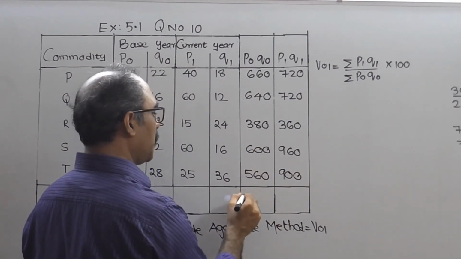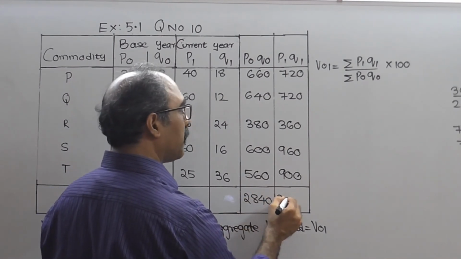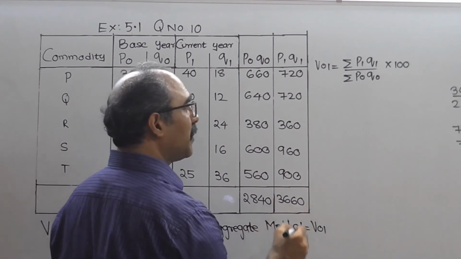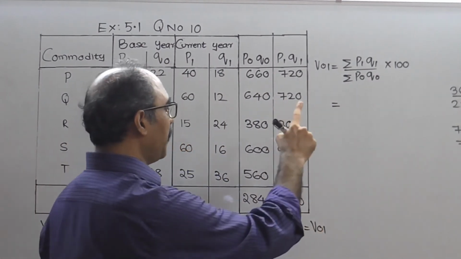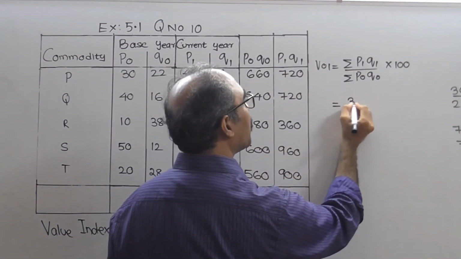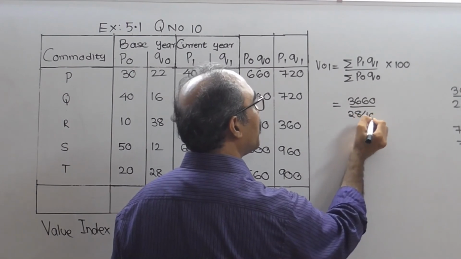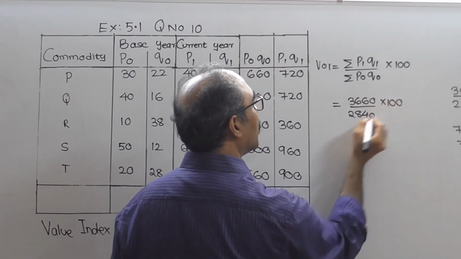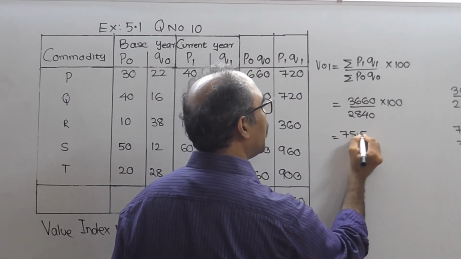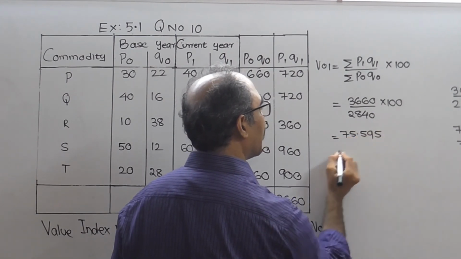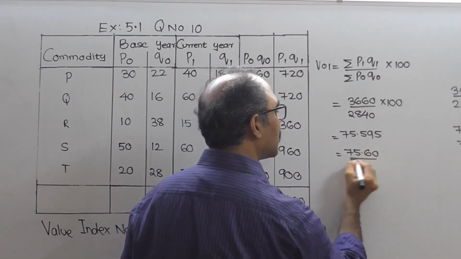Total of P0 Q0 is 2840. Total of P1 Q1 is 3660. So we have to substitute the value of sigma P1 Q1, that is 3660 divided by 2840 multiplied by 100. The answer is 75.595. If you round it off up to 2 decimal places, you get 75.60.